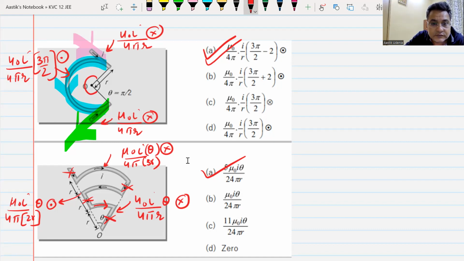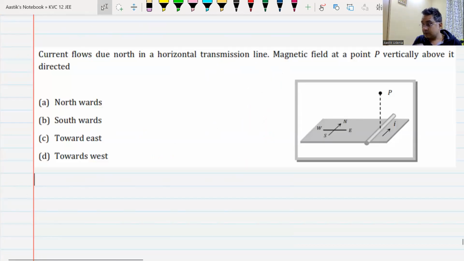Then some more questions coming up. The more questions that you do in this, the better you are going to be. This is the diagram that comes on your screen. Current flows due north in a horizontal transmission line. Magnetic field at point P vertically above it is directed in which direction?